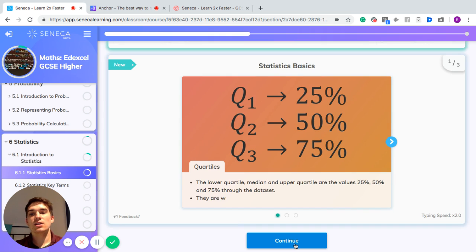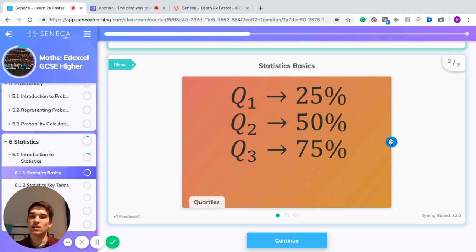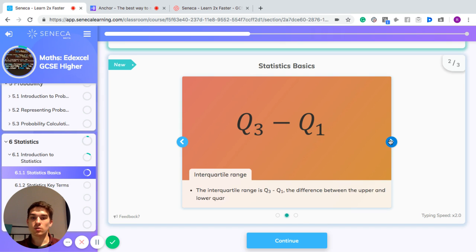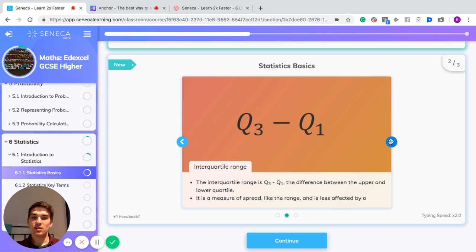Now another basic way to analyze some data is using quartiles. So the lower quartile, median, and upper quartile are the values at 25%, 50%, and 75% through a data set. So the lower quartile is at 25% through the data, the median is at 50% through the data, and the upper quartile is at 75% through the data. Each of those can be written as Q1, Q2, and Q3, and that separates a set of data into quartiles, each quartile being the range of each section.